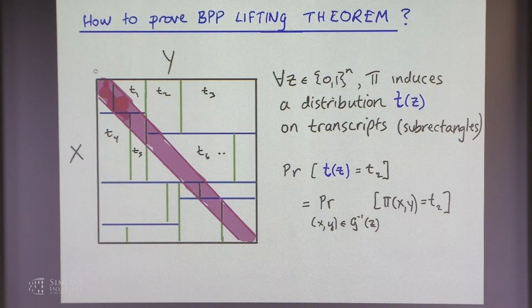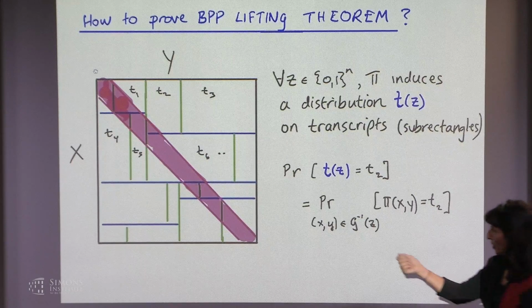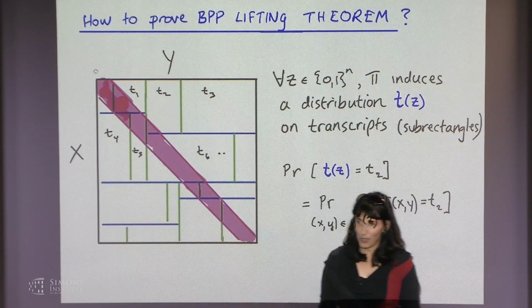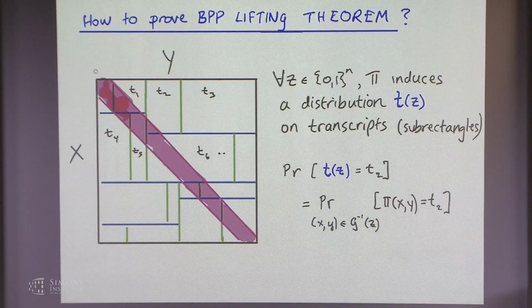Sorry, so you're picking a random point on the slice and looking at what's the transcript? Correct. And that gives me a distribution. So for every z, I get a different distribution of transcripts. And for the purple one, wherever it was, that would be where I would run the protocol over the distribution of purple ones.